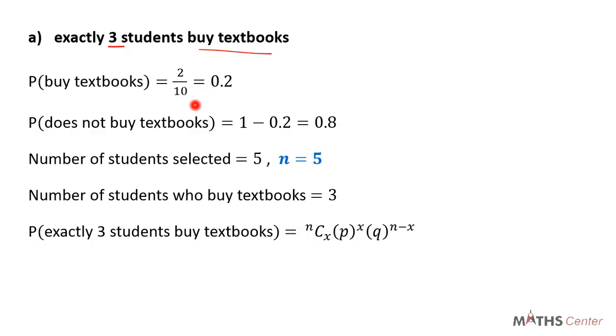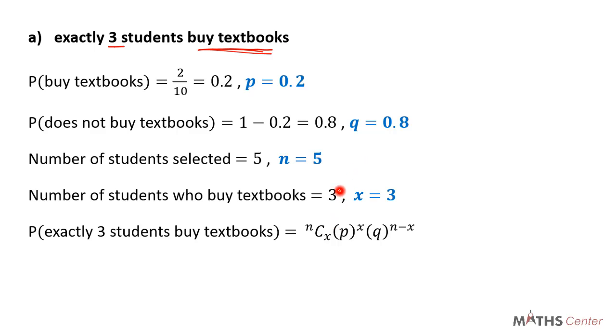P is the probability of success. Here, we want to find the probability that exactly 3 students buy textbooks. So buying textbooks is considered success. So the probability of success will be the probability that a student buys textbooks. The probability that a student buys textbooks is 0.2. So P, which is the probability of success, will be equal to 0.2. Q will be the probability of failure. The probability of failure will be the probability that a student does not buy textbooks. So Q will be 0.8.